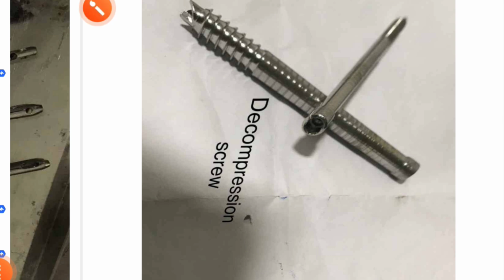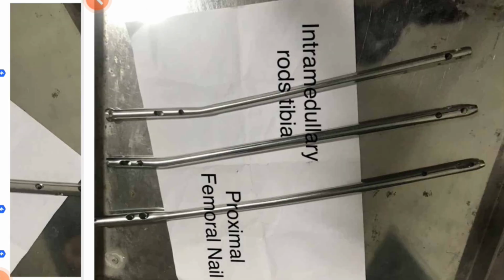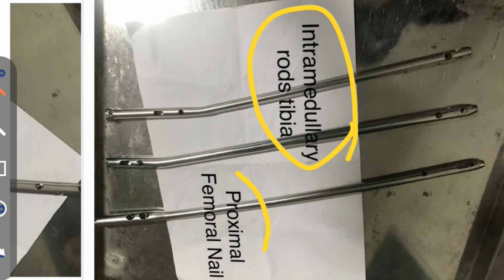Next, you can see there are two rods. Two are the intramedullary rods. Next is the proximal femoral nail. Okay, intramedullary rods of tibia. How is intramedullary rod from tibia different from proximal femoral nail?